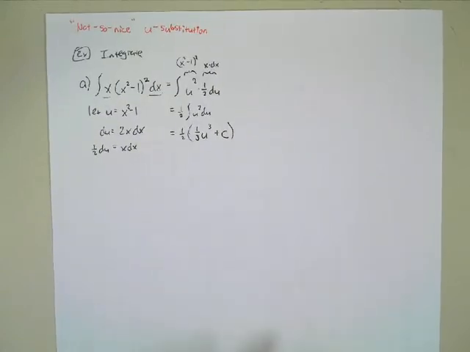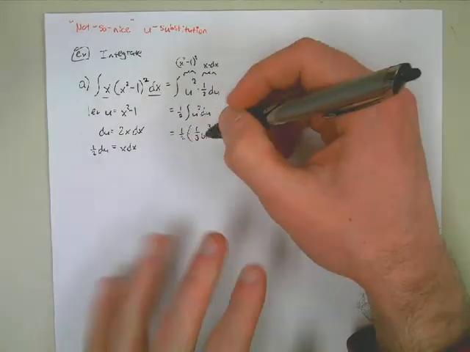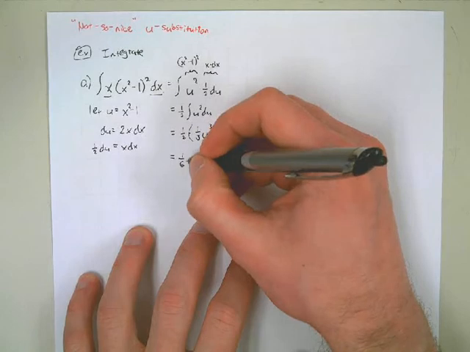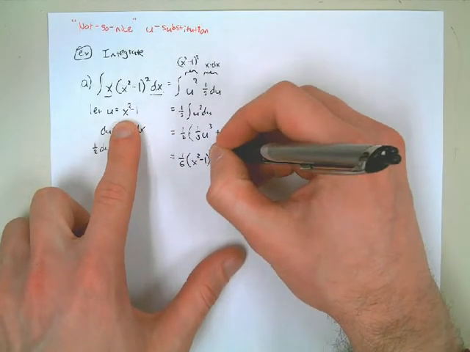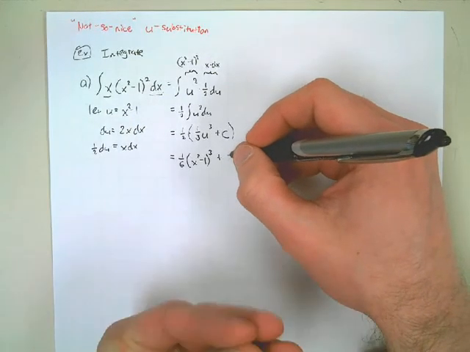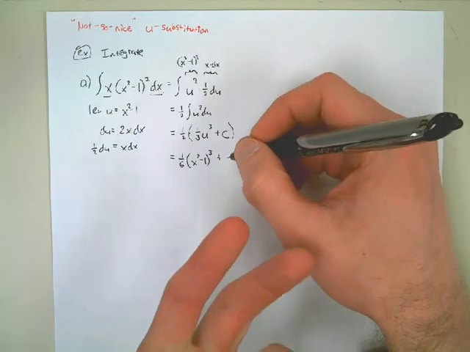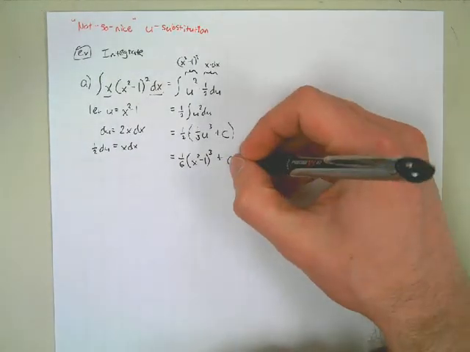Now the 1/2 distributes. Okay, 1/2 times 1/3 gives us 1/6 u cubed, but I'm going to rewrite that as x squared minus 1 cubed plus c. I could write 1/2 c, but it's just c, it's a constant. So distributing the 1/2 to the c doesn't really matter. You can just leave it as c still. You don't have to put the 1/2 there. But there's the answer. That's it.